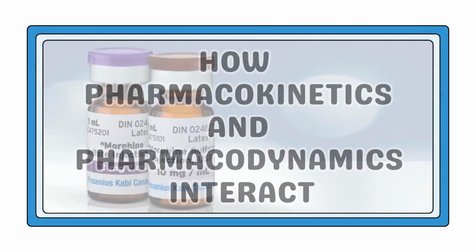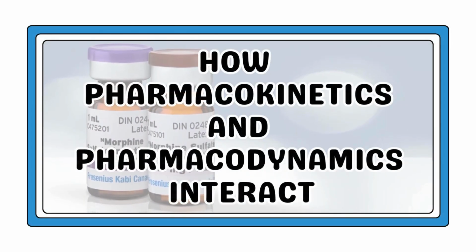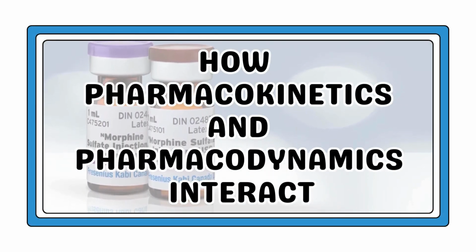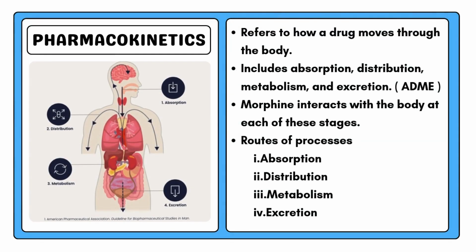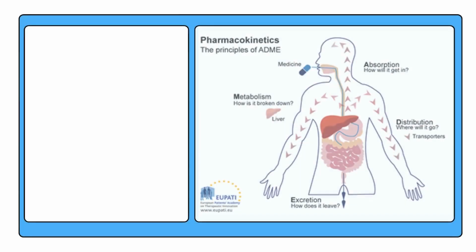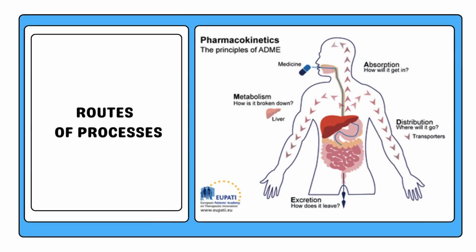Okay, the diagram. Here, how pharmacokinetics and pharmacodynamics interact. Pharmacokinetics refers to how a drug moves through the body, and includes absorption, distribution, metabolism, and excretion. Morphine interacts with the body at each of these stages. Route of processes. Here the picture.